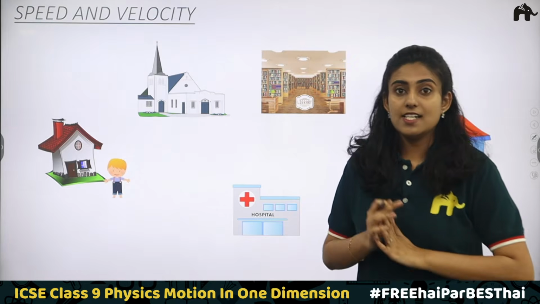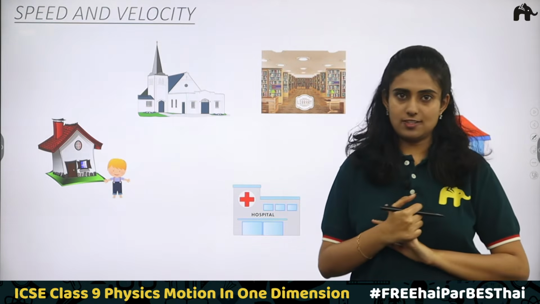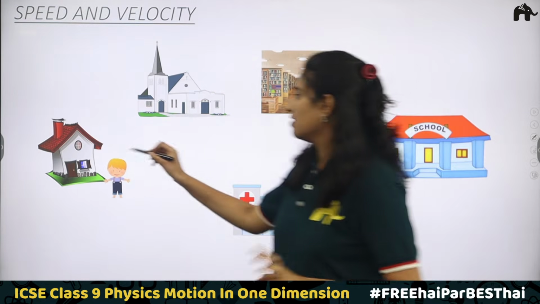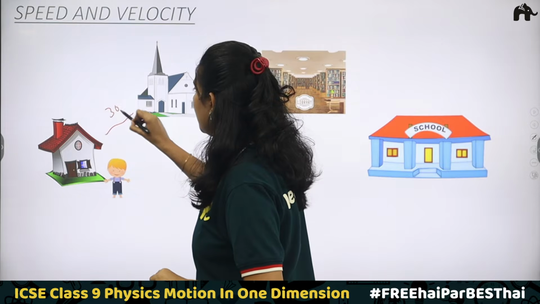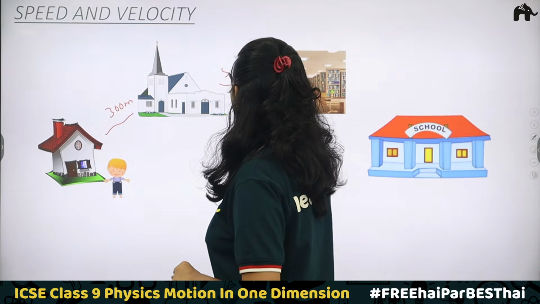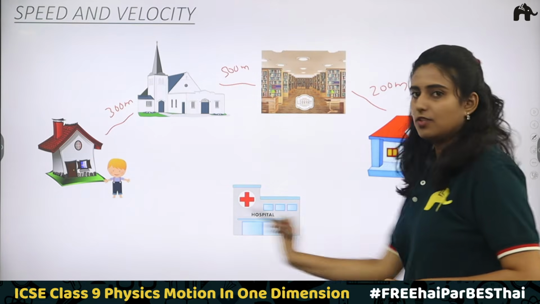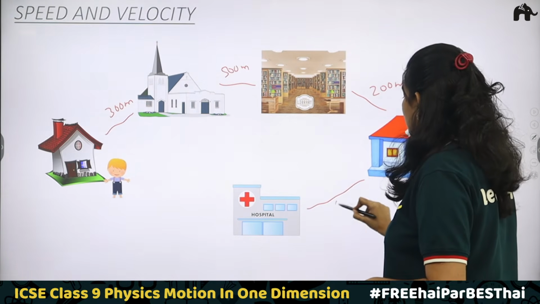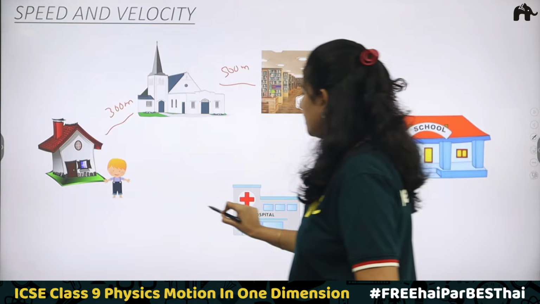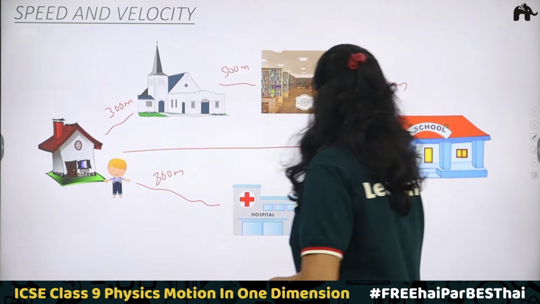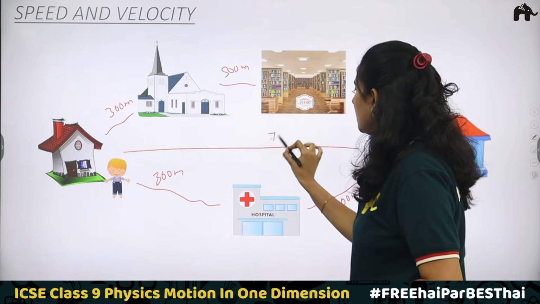Understood? Now let us understand what is speed and velocity. For that we will take the same example. So here we know the distances. This is 300 meter, this is 500 meter and this is 200 meter. Reverse, here we have 600 meters and this is 300 meters. From here to here the straight line distance is equal to 700 meters.